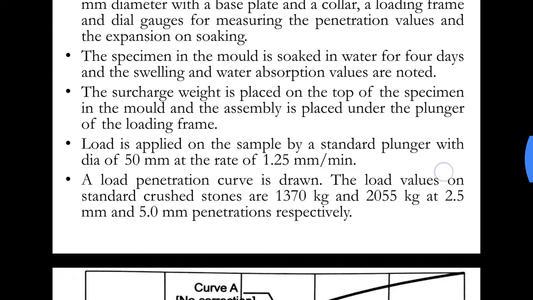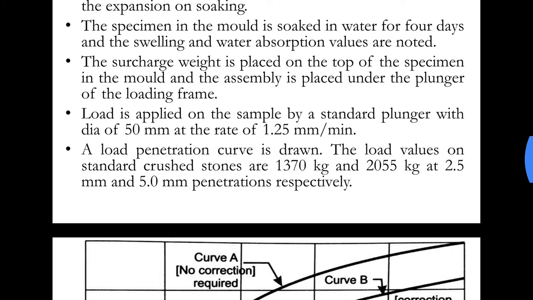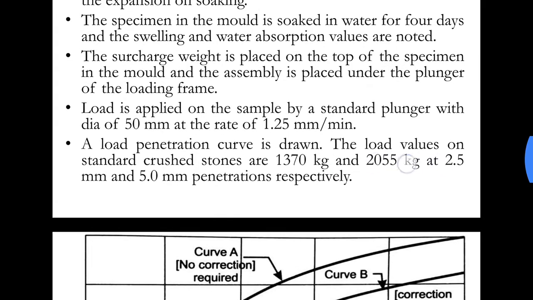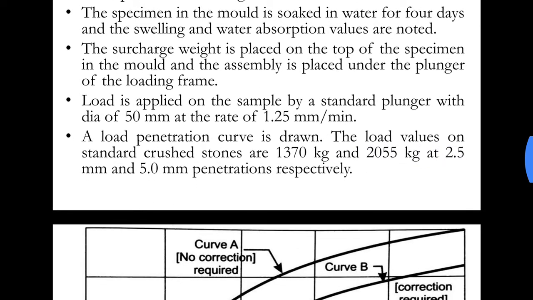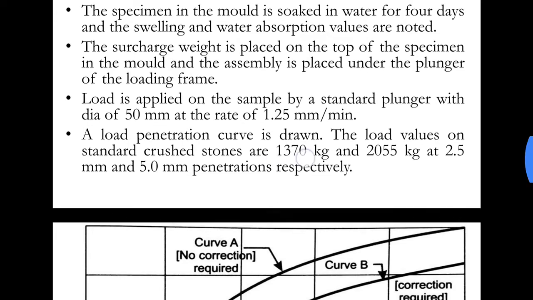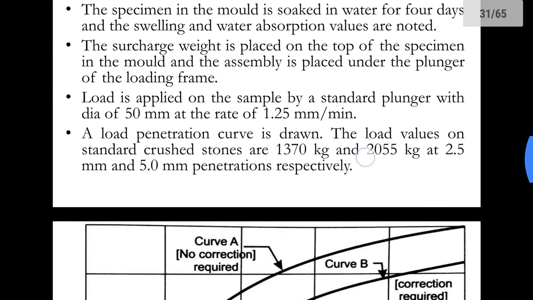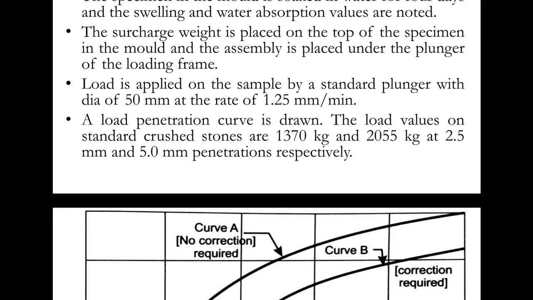The load values on standard crushed stones are 1370 kg and 2055 kg at 2.5 mm and 5 mm penetrations respectively. So these are the standard values that we'll need in order to find out the CBR.